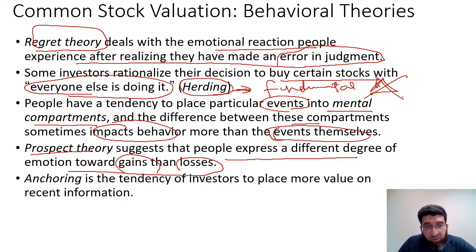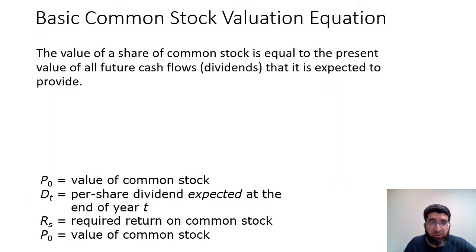Then you can also look at anchoring, which is the tendency of investors to place more value on recent information. So even if the stock price changes, the set of information is the past information, or success stories of the stocks are much more than the failures. The recent information, if it is a failure story, will be used more to make future decisions about buying or selling the stocks. So these theories also play a huge role in determining stock valuation.